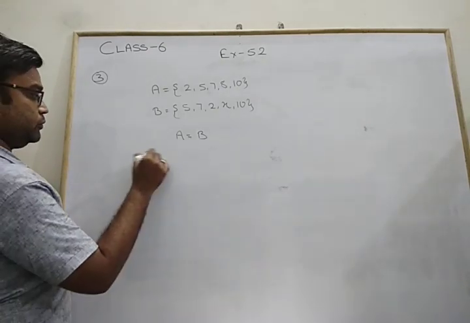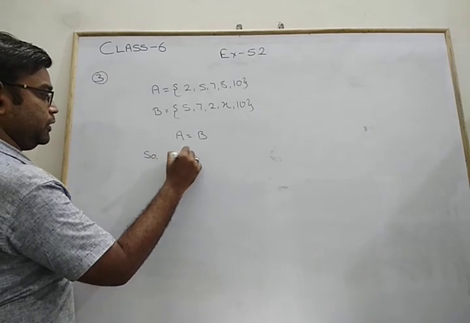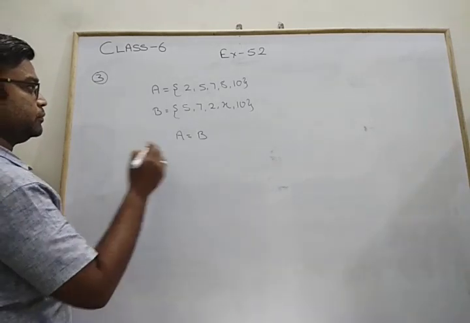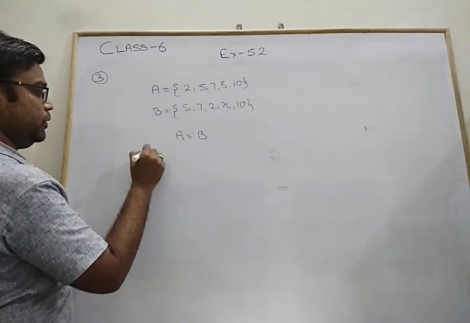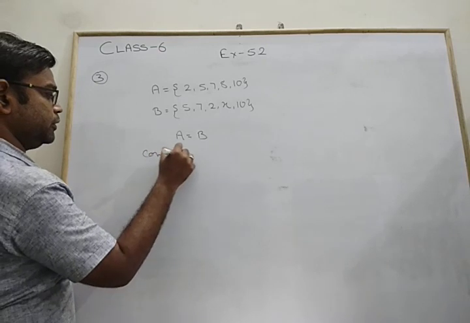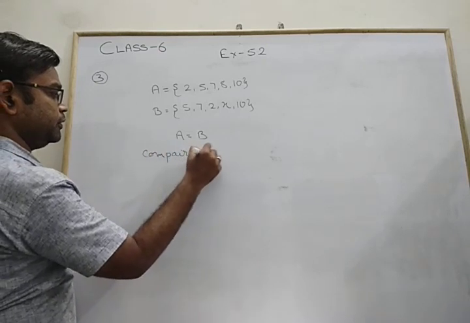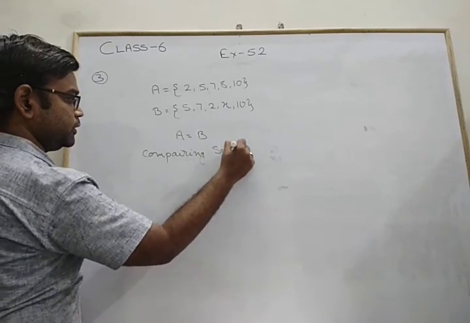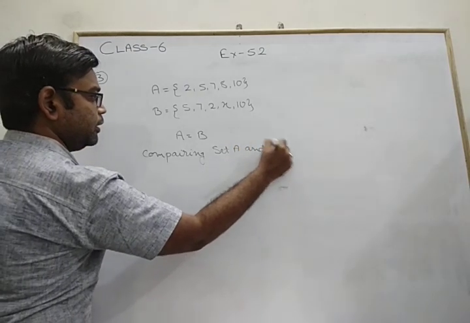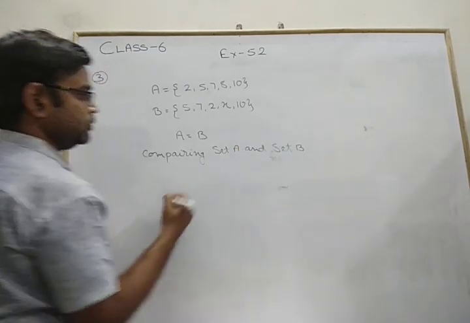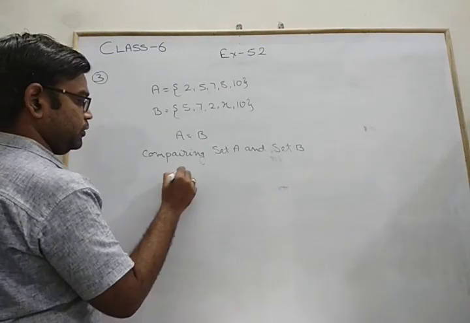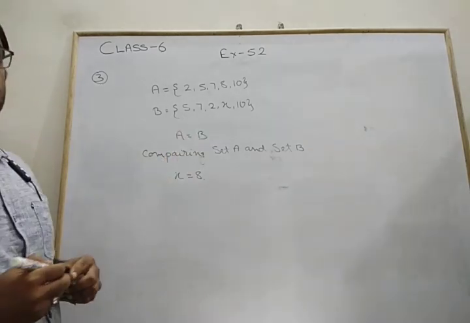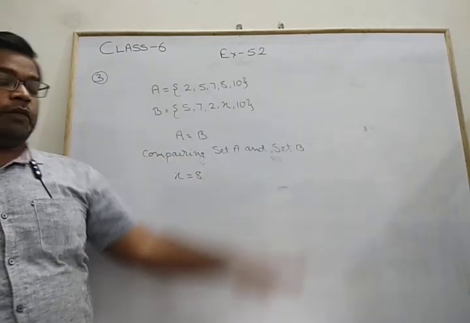So x equals 8. Or you can write one statement comparing set A and set B: x equals 8. Why? Because A equals B. Now this is your solution of 5.2.